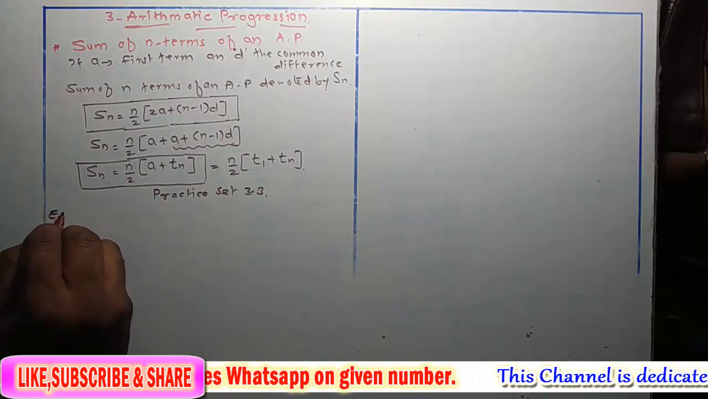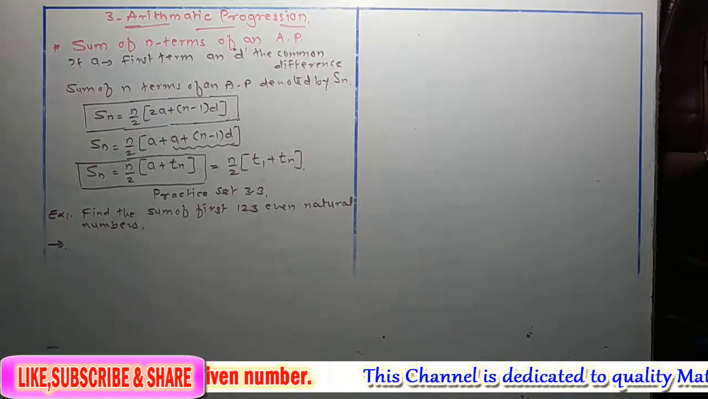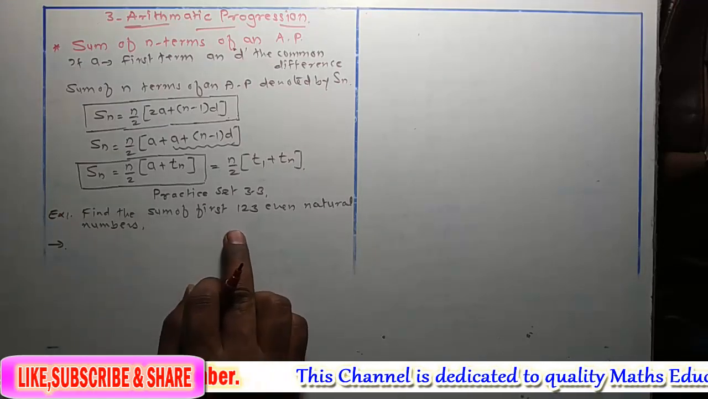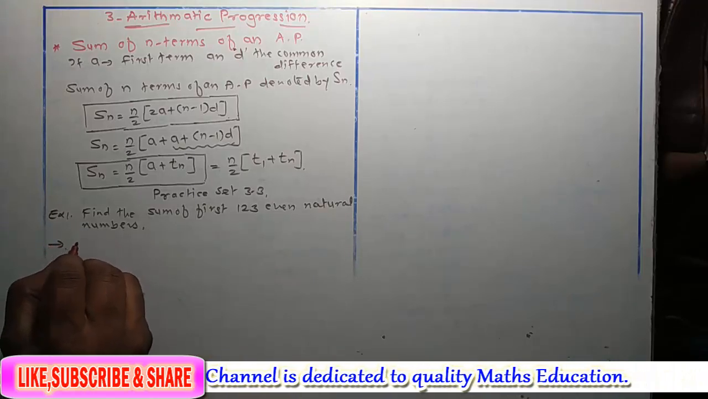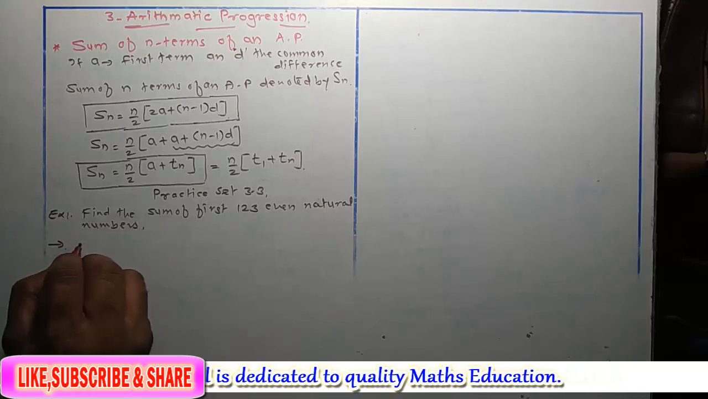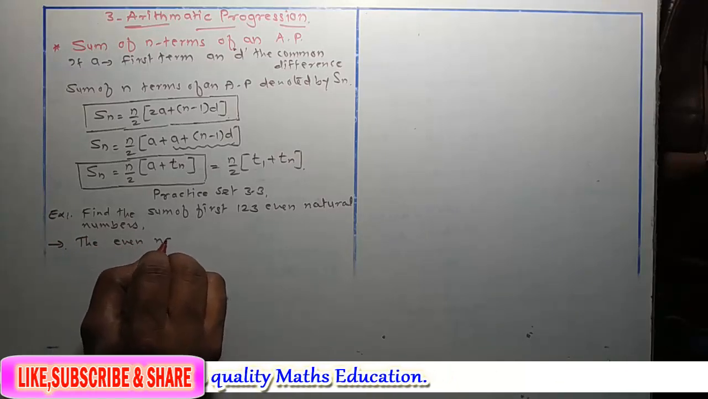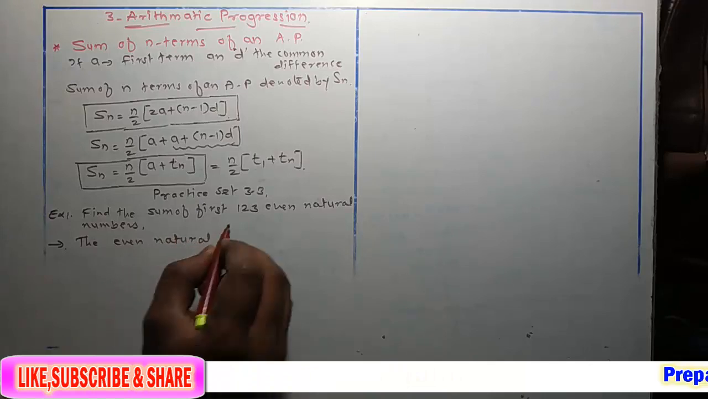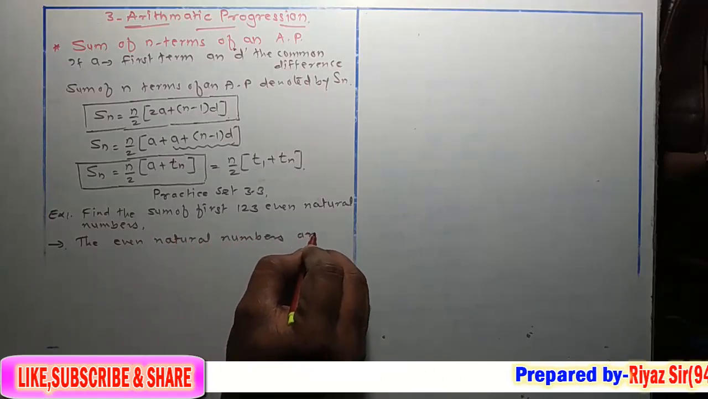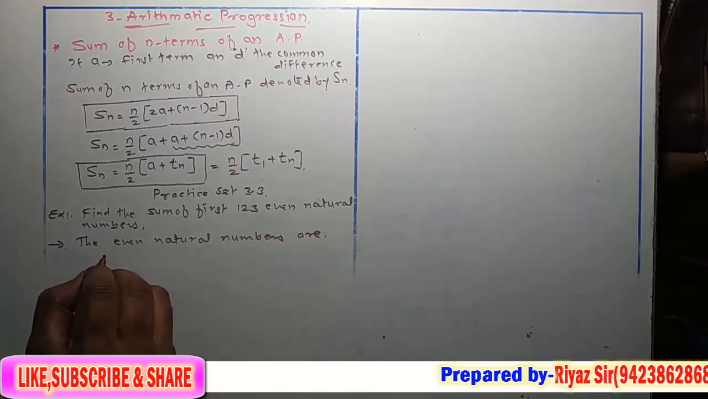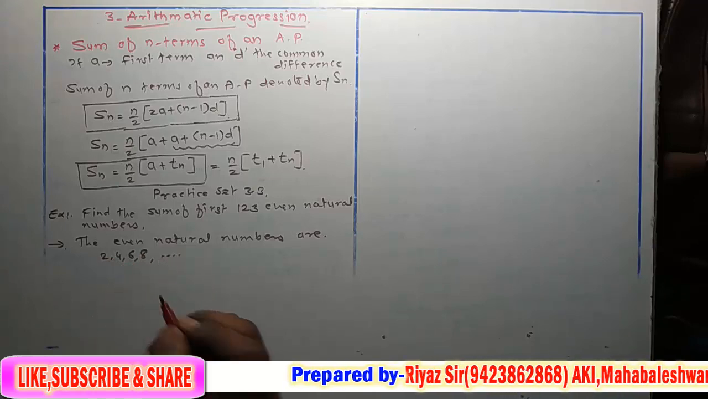So from practice set 3.3, this is the first example. Find the sum of first 123 even natural numbers. Okay, so we start the solution like this. The even natural numbers are, which are those even natural numbers? 2, 4, 6, 8 and so on.